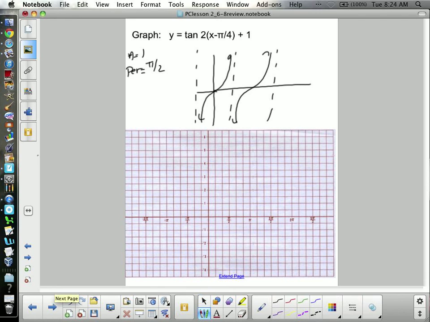Which means that these asymptotes are where? Pi over, no, it wouldn't be pi over 2. This isn't a full period. This is a half period to here, right? What's half of pi over 2? Pi over 4. And negative pi over 4. And that's 0. And this would be pi over 2, because that's one period from here to here, isn't it? Okay? So this would be 3 pi over 4.